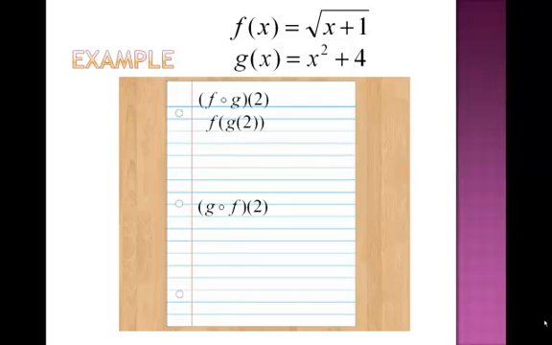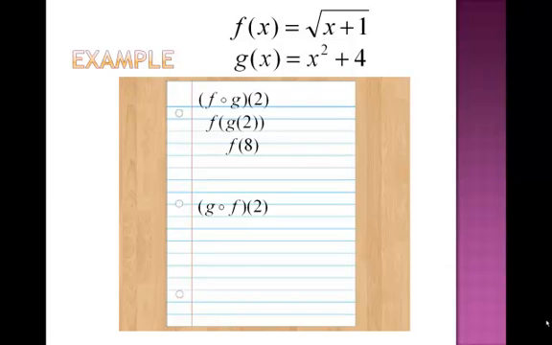Well, as I start to go through this, let's start with the inside. This says I need to take 2 and use it as an input into g. So imagine taking g, plugging in a 2, and then evaluating it out. So 2 squared would be 4, plus another 4, looks like 8. So that would be the output that g produces.